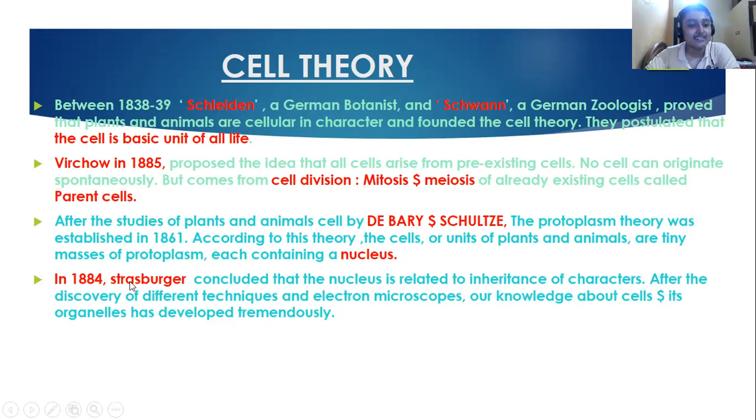In 1884, Strasburger concluded that the nucleus is related to the inheritance of characters. After the discovery of different techniques and the electron microscope, our knowledge about the cell and its organelles has developed tremendously.